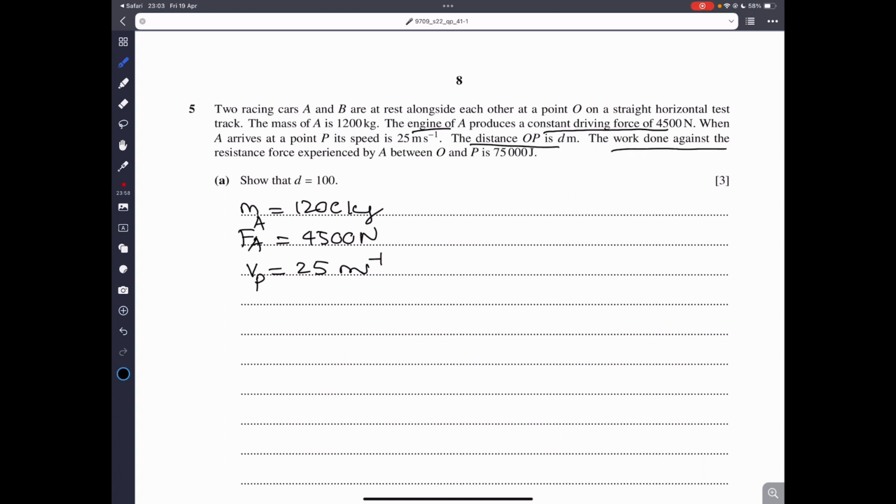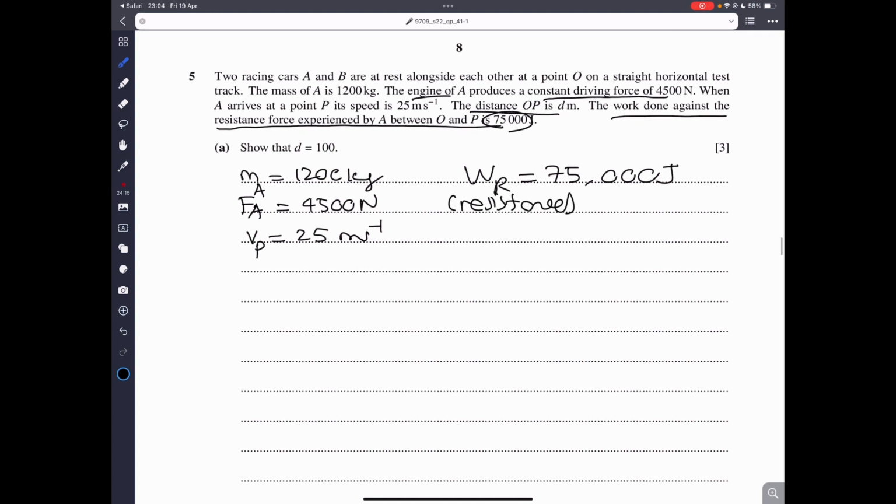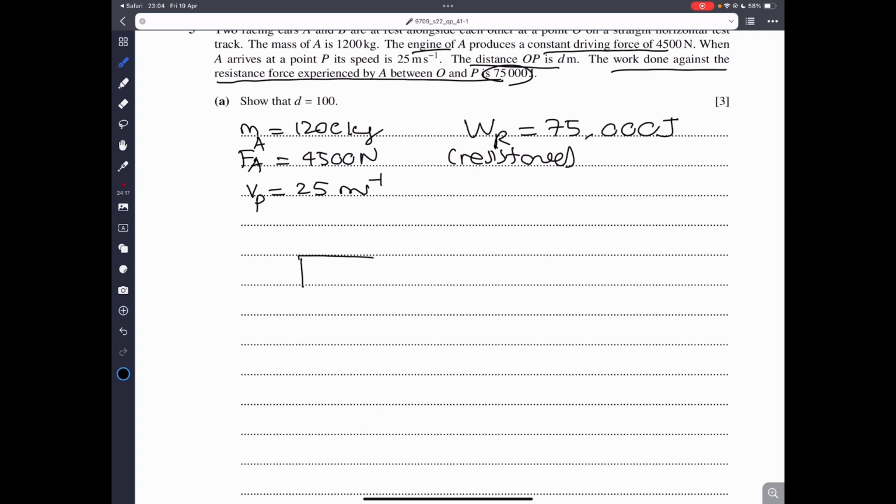The work done against the resistance experienced by A over OP is 75,000 joules. So the work done by the resistance is 75,000 joules. So let's draw a little diagram as always. We draw a little crate here. Now the forward direction is the driving force by the engine, which is FA.